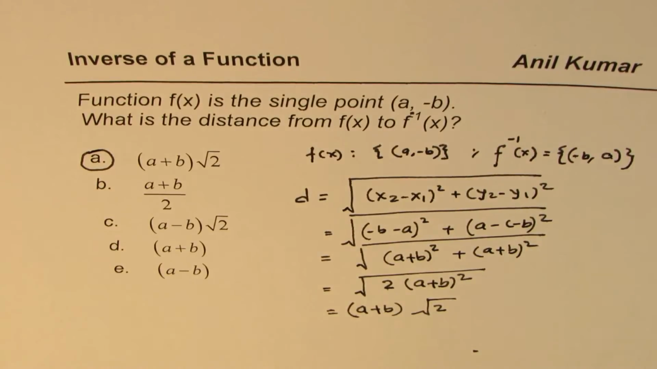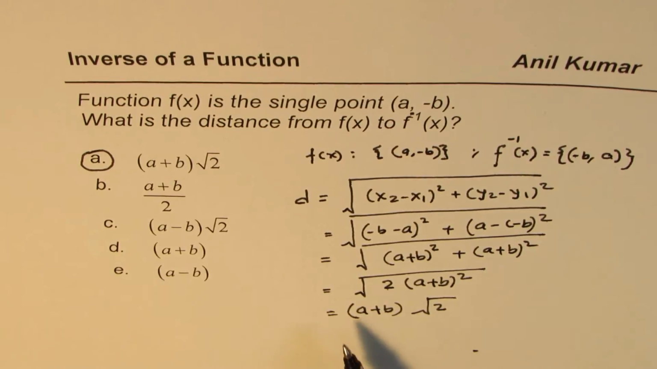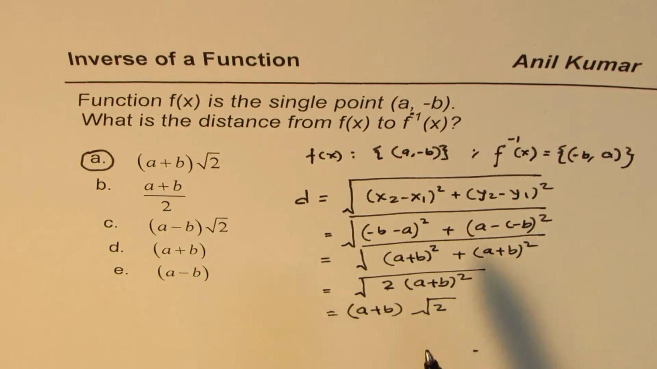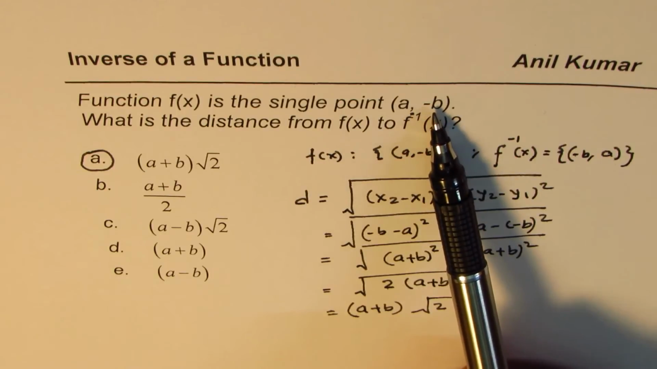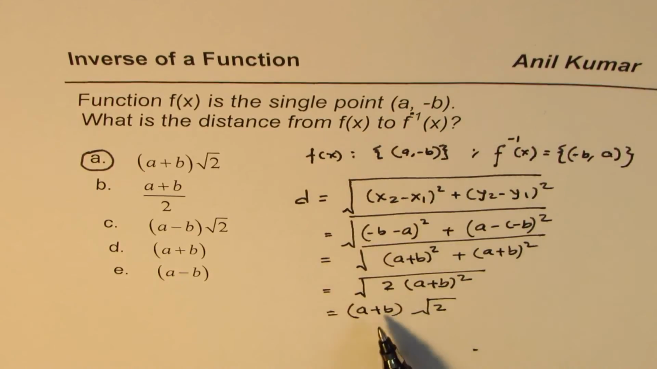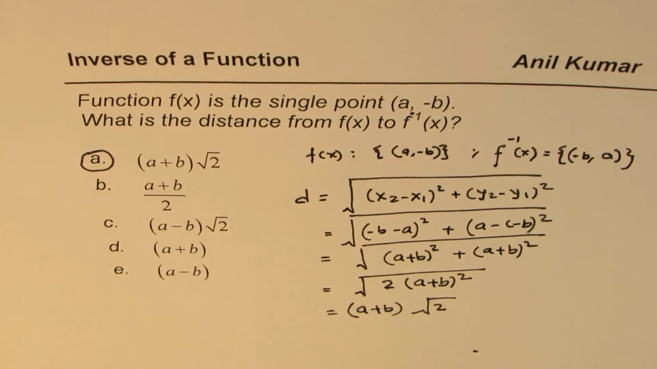So if there is any point, now we can generalize this. If there is any point a minus b on the function, then its distance from its image on the inverse will be a plus b square root 2. I have taken b as minus b. If I take a, b, that will be minus. Remember that part. So I hope this concept helps you.